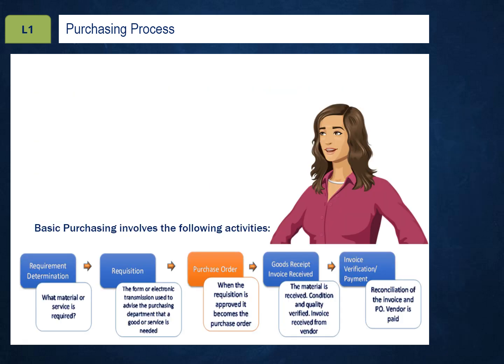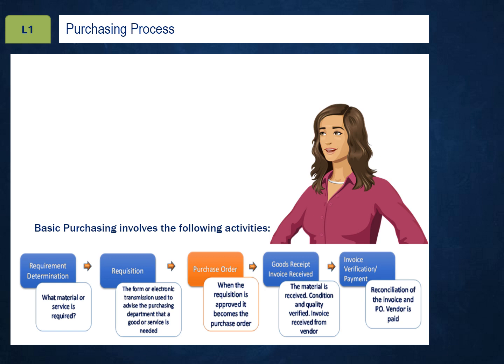Creating a purchase order is one of the many steps in the purchasing process. These steps include 1. Determining requirement, what material or services are required. 2. Creating a requisition, the form or electronic transmission used to inform the purchasing department that item or services are needed. 3. Creating a purchase order, when the requisition is approved, a purchase order is created.